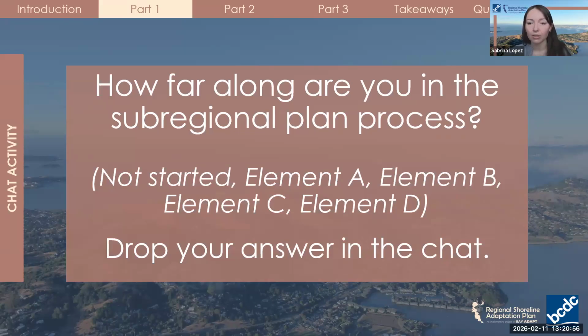This gives us a little insight into where everyone is in the process. And now I'm gonna hand it over to Juliet, who will guide us through the next section and dive a little deeper into the planning process.